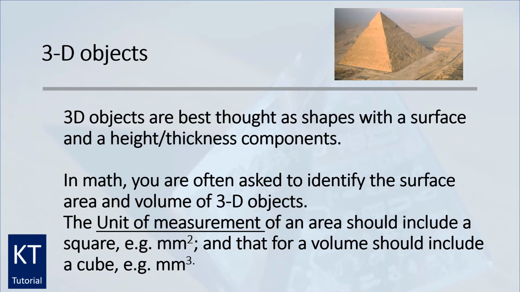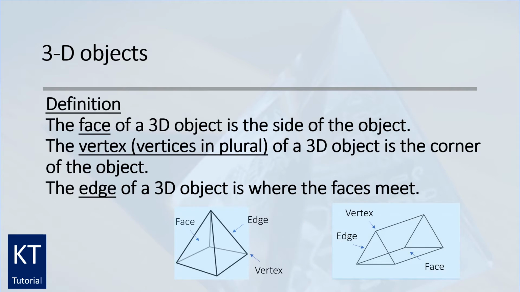I must add that the unit of measurement of an area should include a square, and that for a volume should include a cube. There are three terms that are commonly used to describe a 3D object. The face of a 3D object is the side of the object. The vertex, or vertices in plural, of a 3D object is the corner of the object. The edge of a 3D object is where the faces meet.